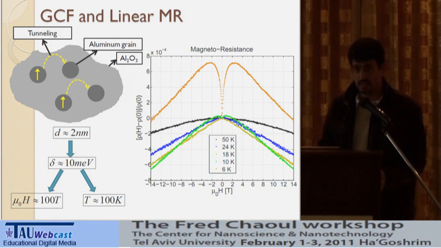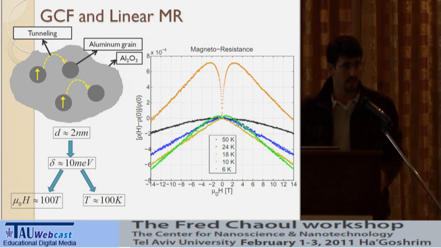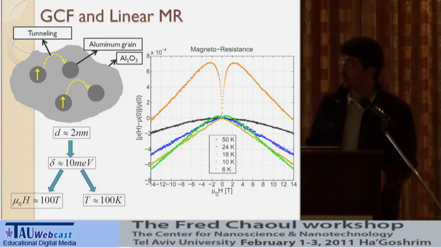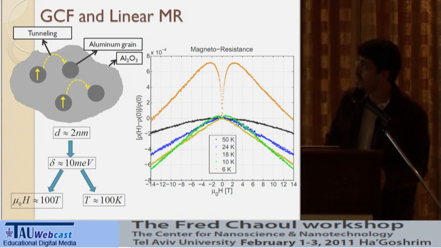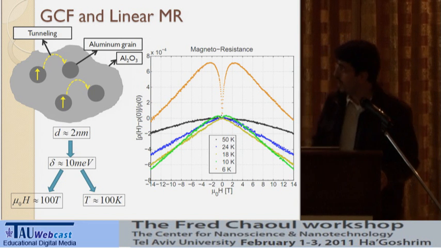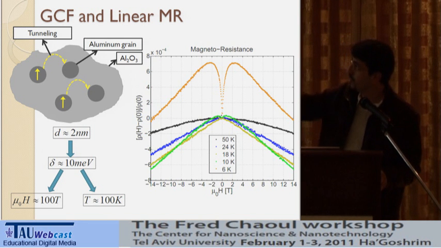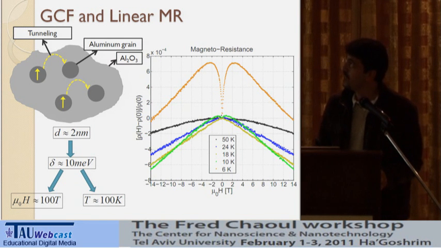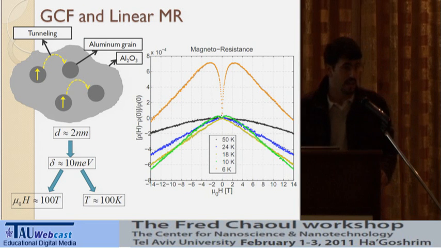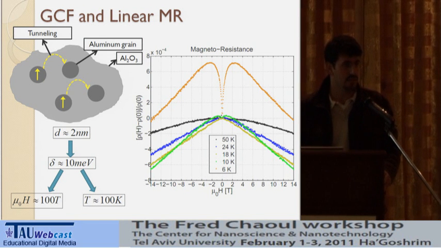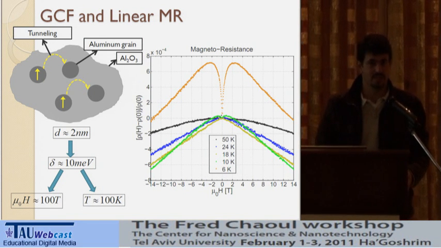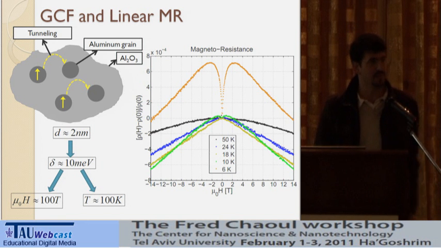We can suggest that this behavior is a spin paramagnetism of a single grain. If we take a 2 nanometer grain, we can see that we have one spin with no excitation of other spins, and this spin can just tunnel between the grains, and this is basically the transport mechanism of our sample. And you can ask me more questions when you meet me at the poster session.